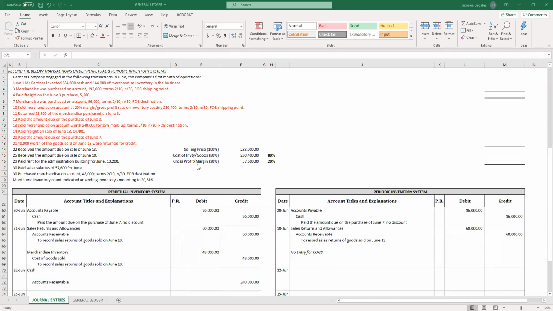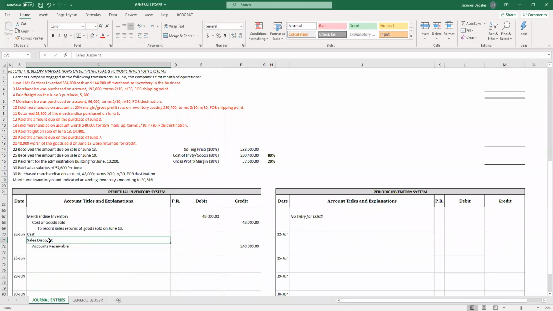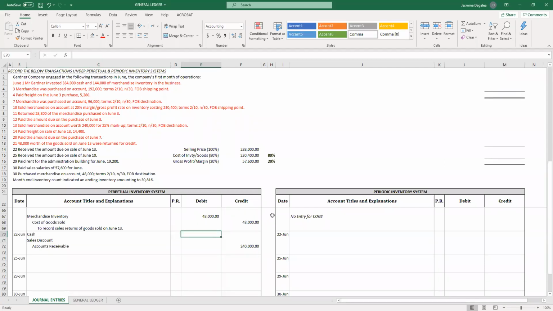Sales discount. Remember, pag sa sales, parehas lang. Hindi gagamitan ng inventory. Okay? So, under periodic, may sales discount, sales returns and allowances account ka. Wala ka lang purchase returns and allowances, and purchase discount, and freight in. Wala ka nun under perpetual. But when it comes to sale, meron ka pa ring sales returns and allowances, and sales discount.